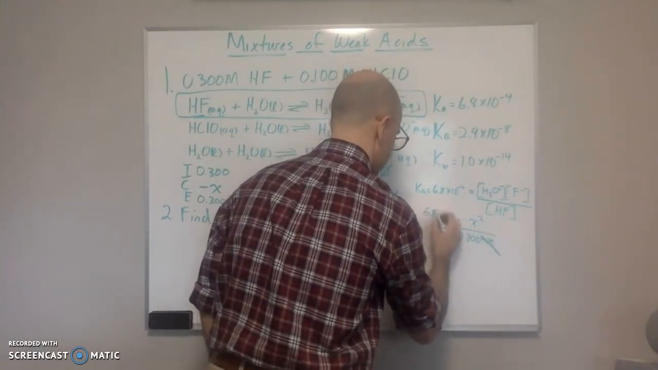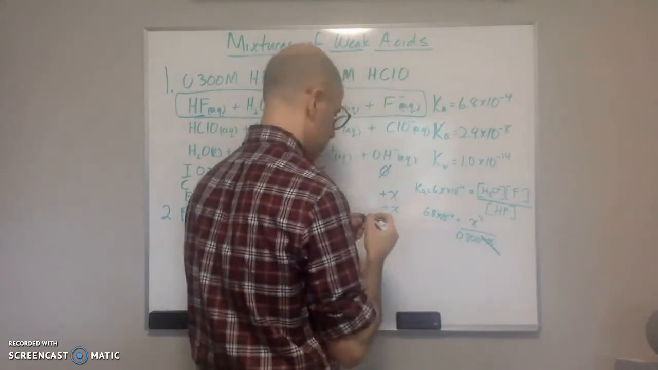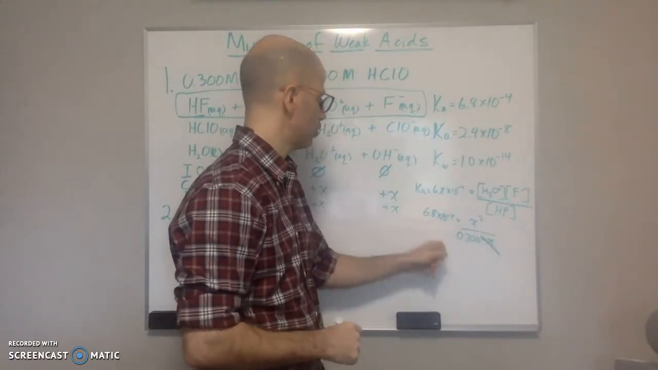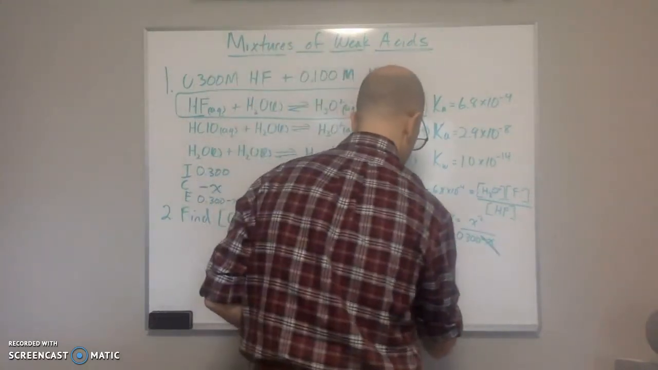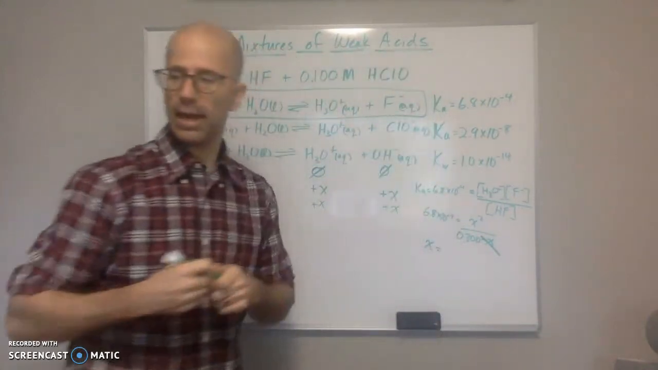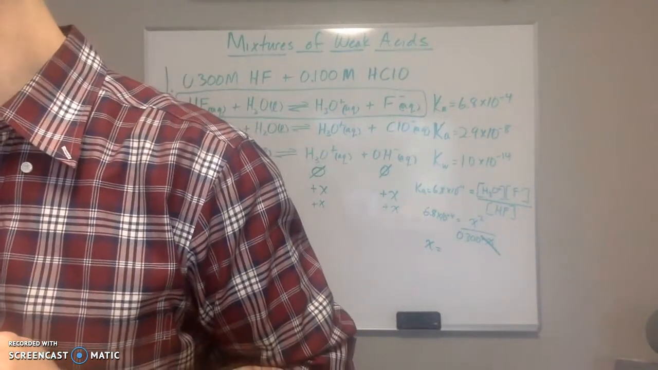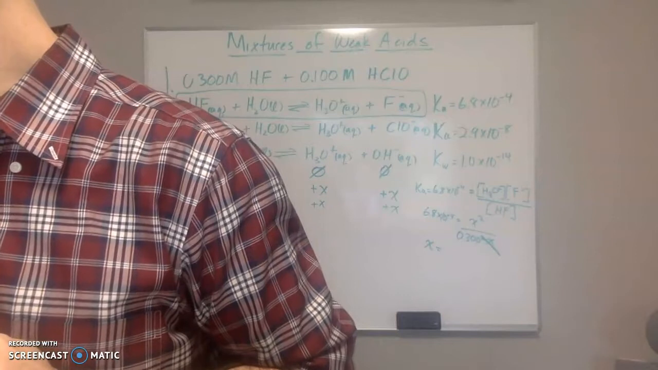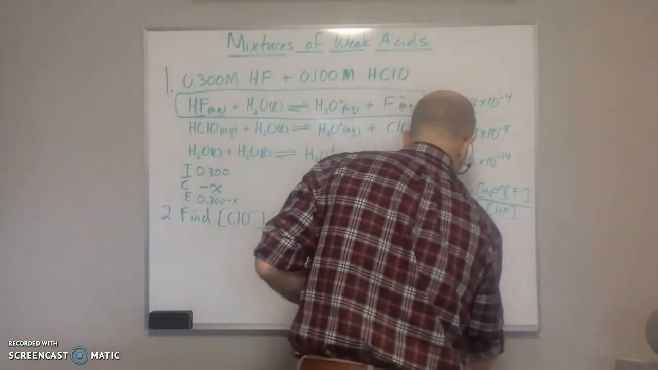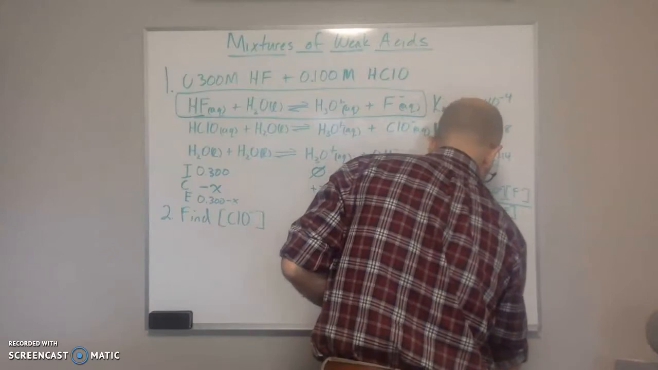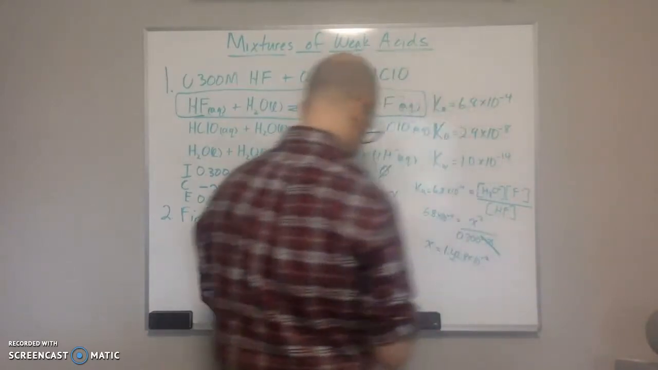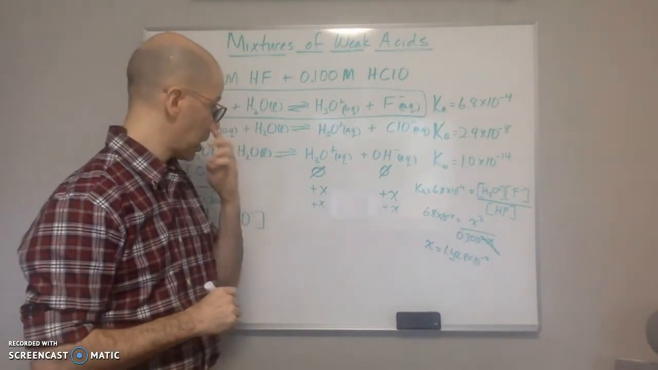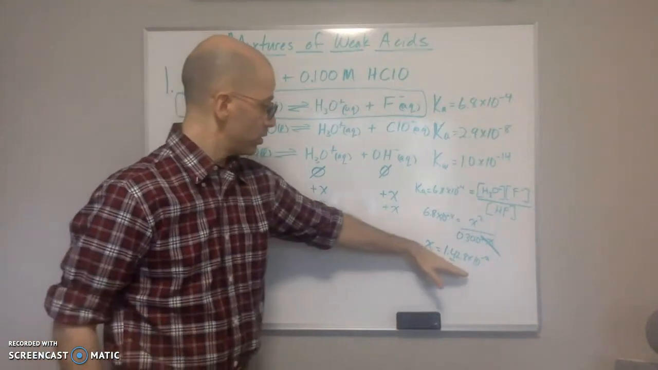So this is going to be 6.8 times 10 to the negative 4. So all we have to do now is multiply both sides by 0.300, square root both sides, and we get x. And so there, x ends up being 1.428 times 10 to the negative 2. And we're only allowed 2 sig figs in our answer because we got 2 sig figs here. Okay, so this is x.